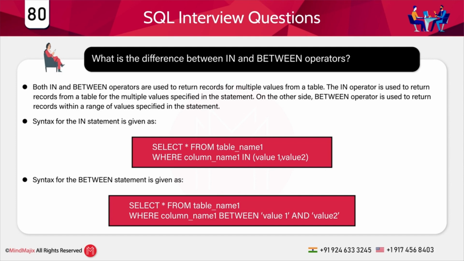This is how you use the in operator. Let's consider this query. Select star from table name, where column name in, and the number of values that you want. And if you talk about the between statement, here you can see this query. Select star from table name, where column name between value 1 and value 2. So this is the syntax for the in operator and between operator.